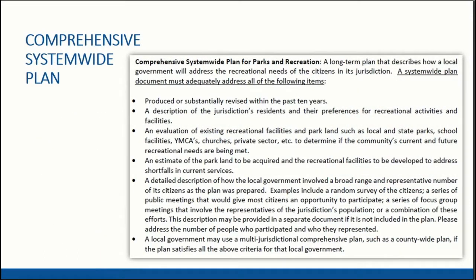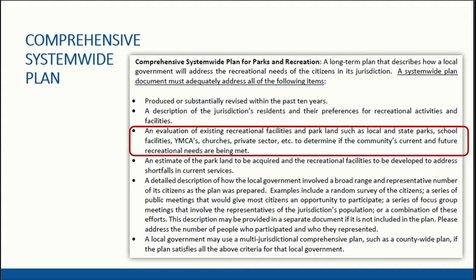Moving on to the comprehensive system-wide plan. This needs to adequately address all of these items. So again, it has to be done in the past 10 years. And the area that I've highlighted there is an evaluation of existing recreational facilities and parkland outside of perhaps your current jurisdiction or parks that you manage. I highlight this because this is frequently what is missed when applicants do not get points for the comprehensive plan. They haven't done a full assessment of what's nearby. So YMCAs, school facilities, state parks.